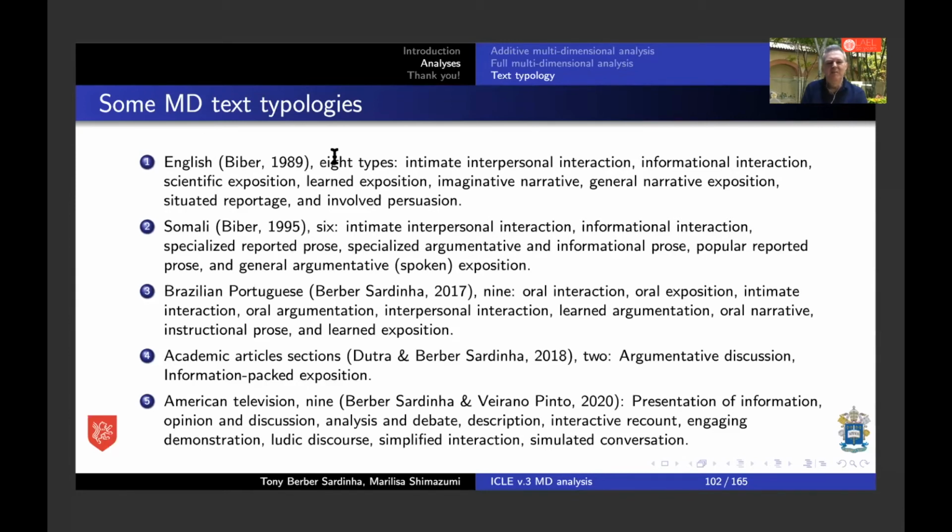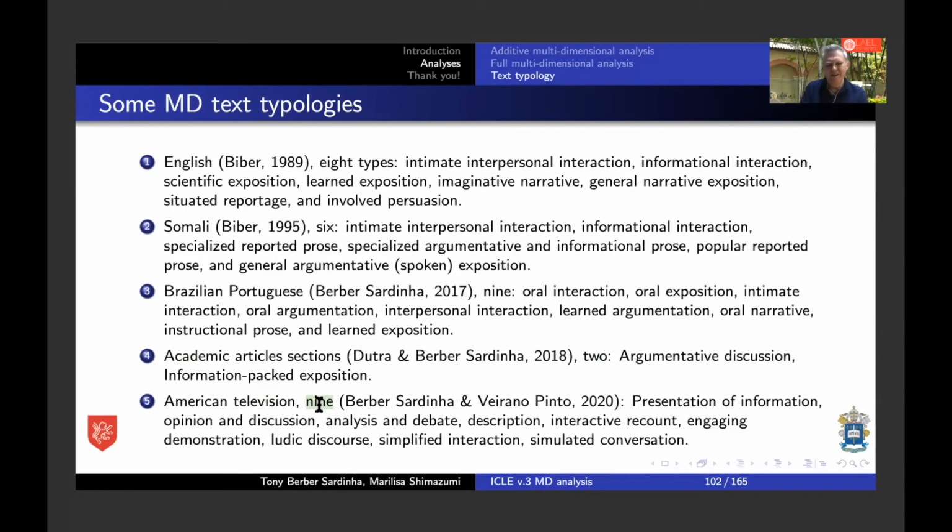So Biber introduced that, and he produced a cornerstone one, which is the text typology for English, based on 8 types. Then for Somali, and here's the one I came up with for Brazilian Portuguese with 9 text types. My friend and I came up with this one for article sections with 2 text types. And Marcia Verano and myself, who have looked at American television, came up with a text typology of 9 TV text types. So this is fun.